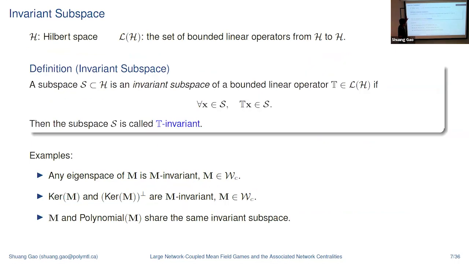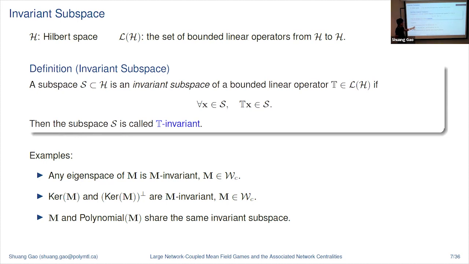One last ingredient on the properties is the property of invariant subspace. We start with a Hilbert space, and we look at the linear operators on this Hilbert space. A subspace in a Hilbert space is called an invariant subspace of that linear operator T if for all the elements in that subspace, after mapping using this linear operator, it stays within the space. It doesn't go out of space. And such a space is sometimes called T invariant, where T is the linear operator.